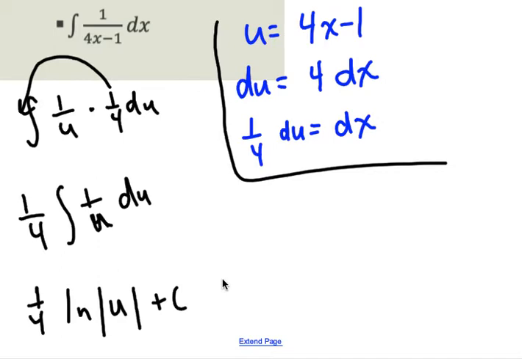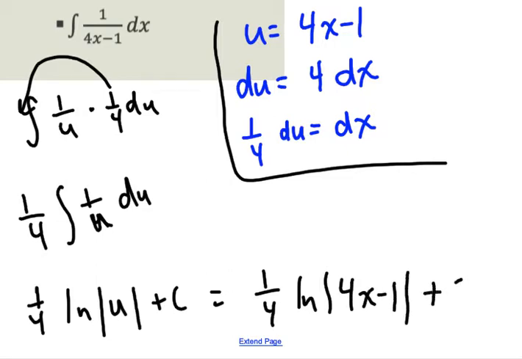Thank you. Ln of absolute value of u plus c. And then we know that u is equal to 4x minus 1. Are the absolute value bars necessary here? Yes, because 4x minus 1 could be negative, right? If x is 0, we have a negative 1, not okay. So if there's a possibility for this to be 0 or negative, the absolute value bars are necessary. Okay? Good with that one? Okay. Next up.